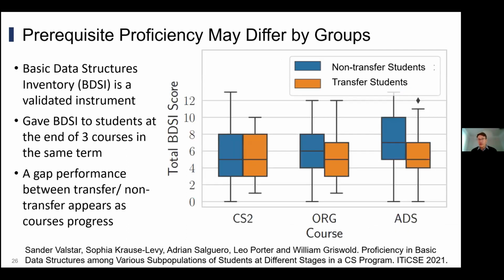One other result I want to share from this project, and we've done a fair amount of work on this project now at this point, but one of the pieces we've been examining is how prerequisite course proficiency impacts different populations. At UCSD, we actually have a fair number of students take 2 years of school at a community college and then transfer into UC San Diego.